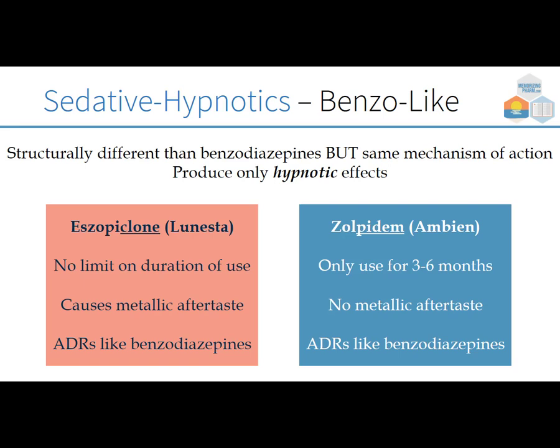So with S-zopiclone, there's no real limit on the duration of use. So if someone needs it for 6 months, 9 months, something like that, this is what we would probably turn to, whereas Zolpidem we can only use for 3 to 6 months. There is a metallic aftertaste, and while uncomfortable, it's something that most patients can tolerate. But certainly if we don't have to have something like that, it would be nice to use the Zolpidem where we wouldn't have to deal with that. And then the adverse drug reactions are similar to benzodiazepines, but the advantage of these is that these are specifically for that sleep state and the hypnotic effects.